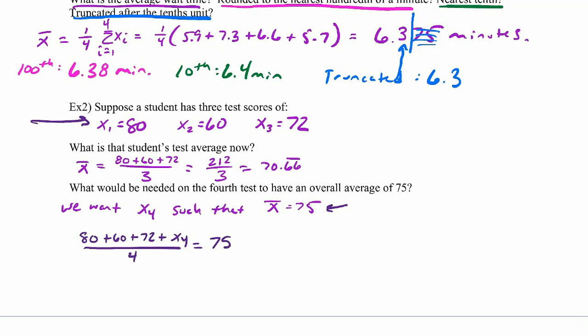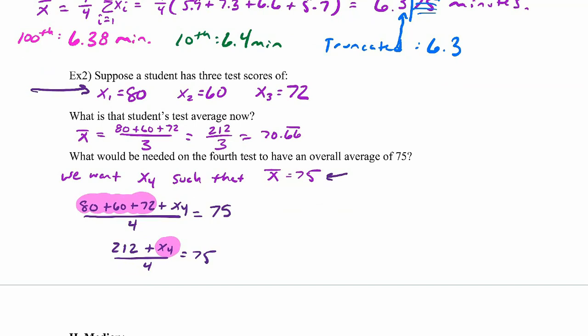Now we can clean this up however we want. These added up to 212, so I'll just clean the numerator of this fraction up a little bit. Now ultimately it's X4 that I'm solving for. I don't want to subtract the 212 just yet. We've got to get rid of that 4 in the denominator.